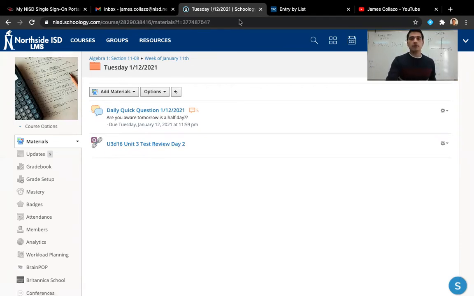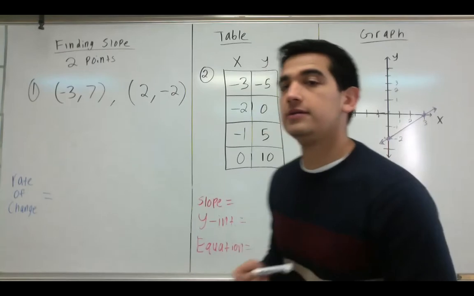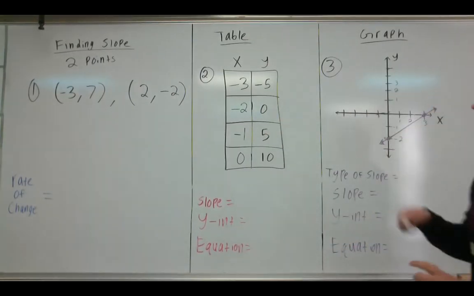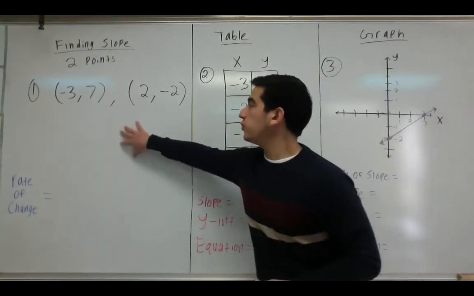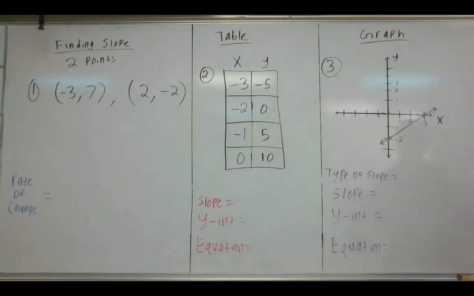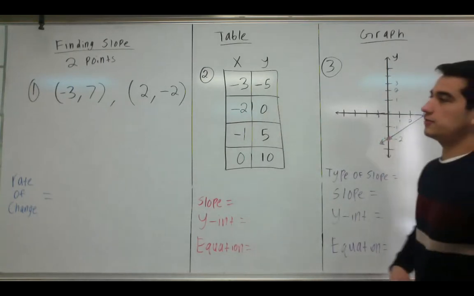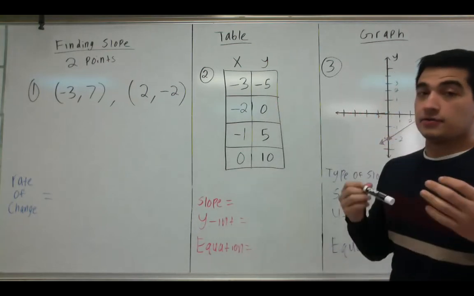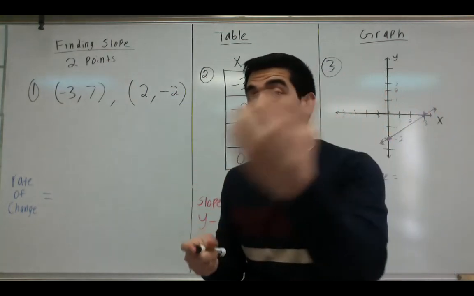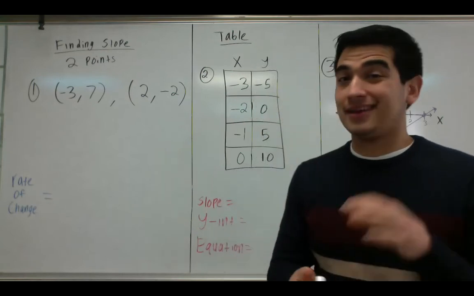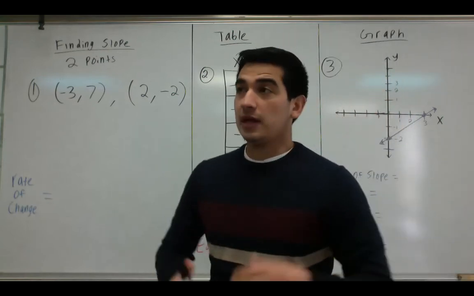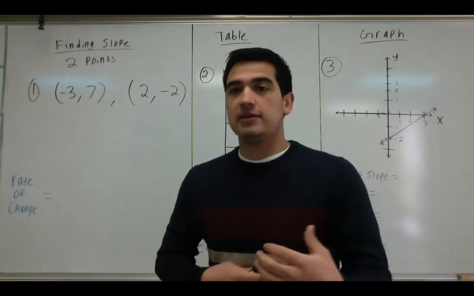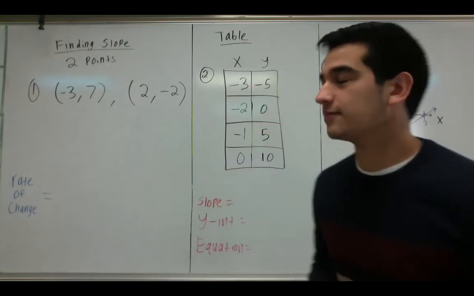So let's go to the board now. And as y'all can see, we have 3 different relations. So we have 2 points, a table, and a graph, okay? We are gonna find the slope from all 3 of these relations, and some of them will do a little extra stuff, okay? Now, none of this is new, right? This is actually pretty old stuff. This is stuff we did around like Thanksgiving time, okay? So it may have been a while. That's why we're gonna kind of refresh it, and that's why I'm making this video, so y'all can see it.